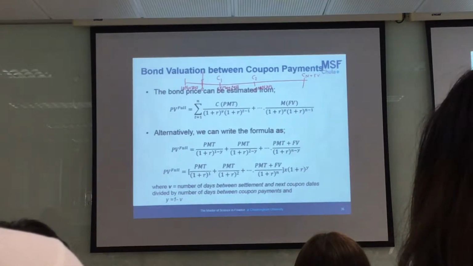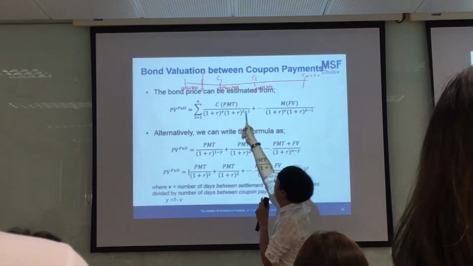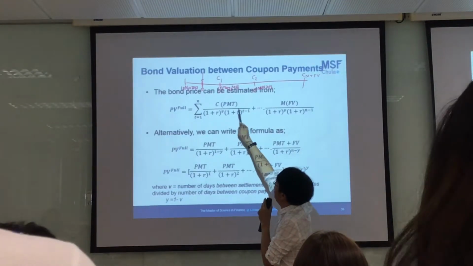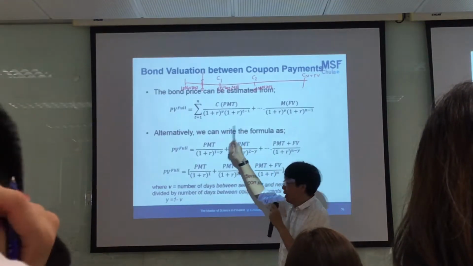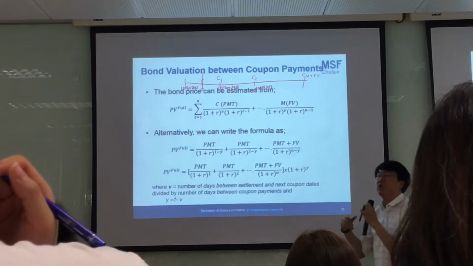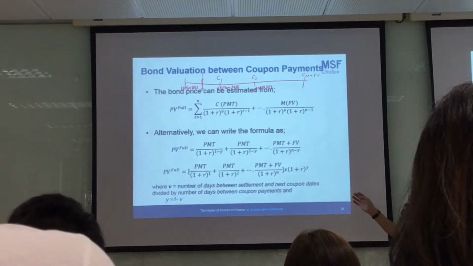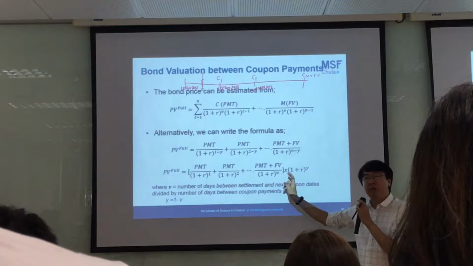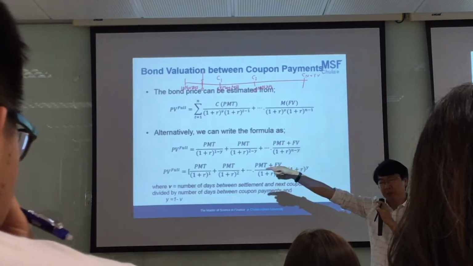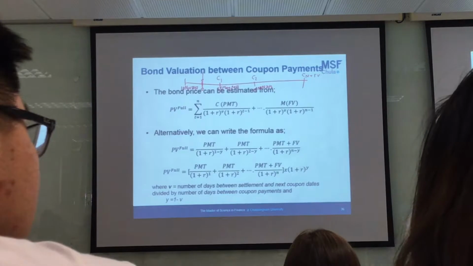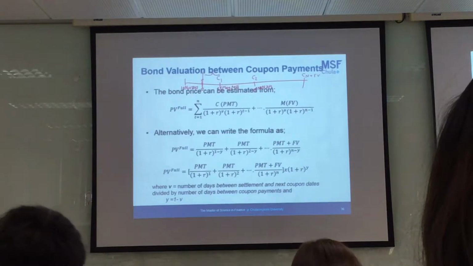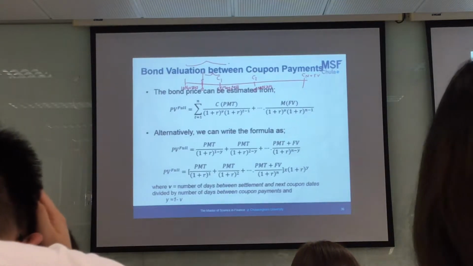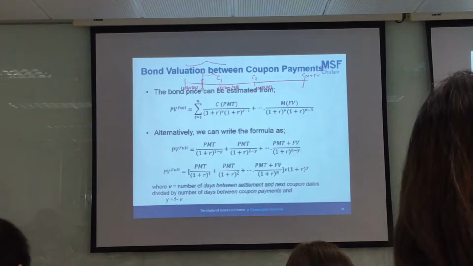When t equals 1, until n periods. So when t equals 1, this term is equal to 0, so this term becomes 1. So the first coupon payment is equal to C or PMT divided by 1 plus RV. So what is V? V is the proportion of the time for the first coupon payment, which is equal to the number of days between the settlement date until the next coupon payment date. So V is the proportion of this period divided by this period.